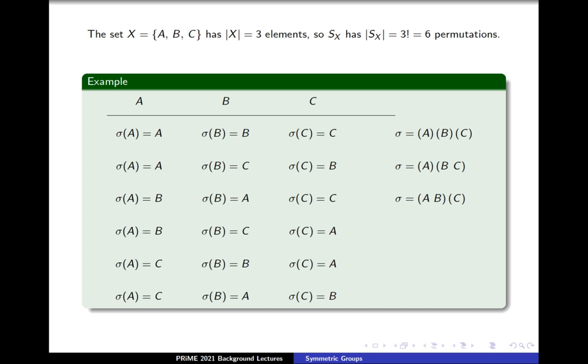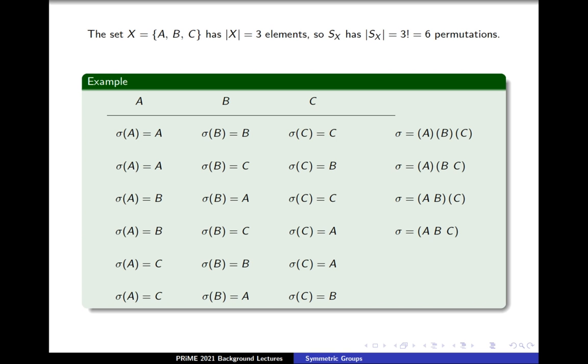In the third permutation, A and B are swapped and C is fixed. So for the first cycle, we write A, and then sigma maps A to B, so we write B next to A. Sigma maps B back to A, so we close off the cycle. And then we write C, sigma maps C back to C, so we close off the cycle.